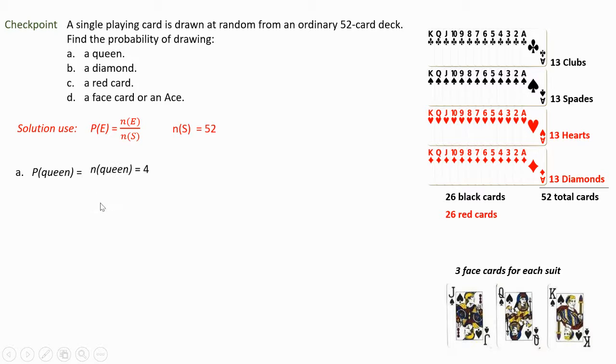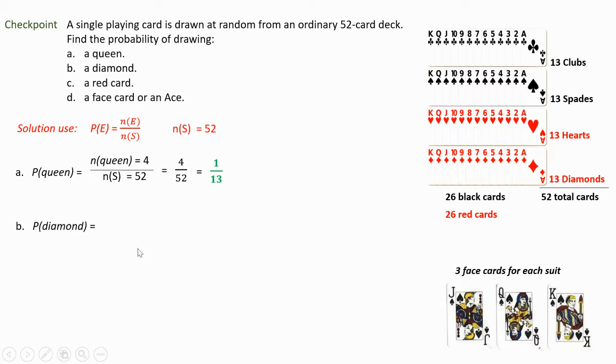Probability of a queen. So n of queens, there's 4 queens because there's 1 from each suit. There's the clubs, the spades, the hearts, and the diamonds. So that's why it's 4. And my sample space is 52. So all we do is reduce it and simplify the fraction. So it will be 4 over 52. If we reduce this, it's 1 over 13. So this is my answer, 1 over 13.